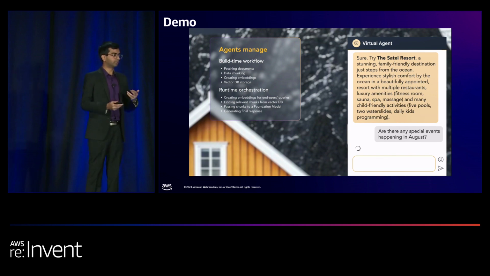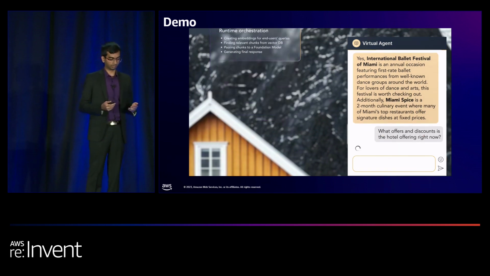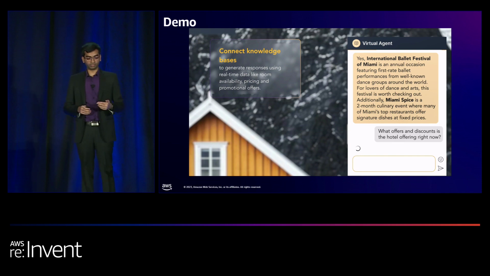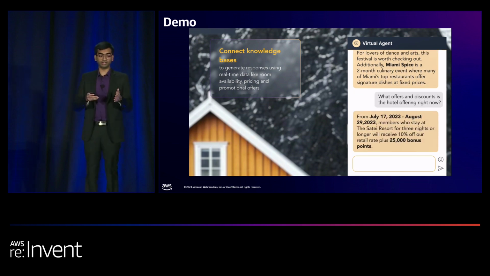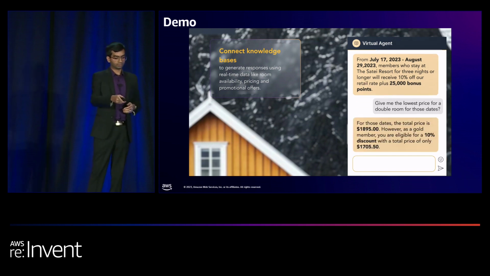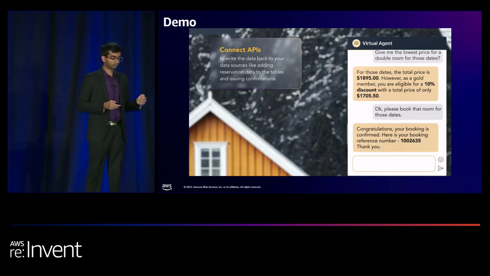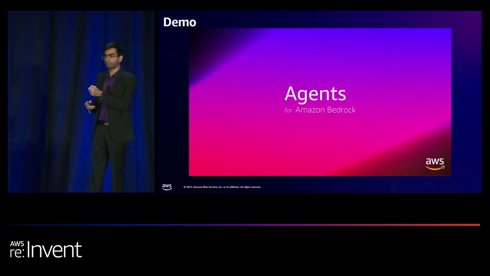And now the user is asking for more relevant information, like are there any special events happening? What's happening recently? And then the user is also asking, what are the offers and discounts that are happening right now? Now, this kind of information can only be accessed through your data source. But the agent is able to link to that kind of information and is able to respond based on that. It's also able to tell the lowest price for a room. It's able to give you that from up-to-date and detailed information. And then finally, when the user says, hey, I want to book that room, it's actually able to do that booking itself. So that is basically the final step, which is not just serving the information, but making those API calls on your behalf to make sure that the action that the customer wants to do actually goes through.